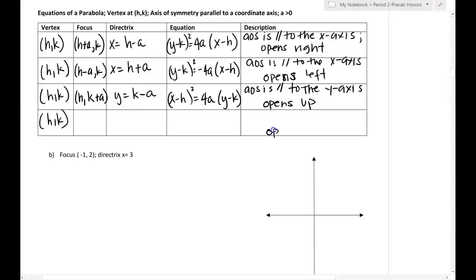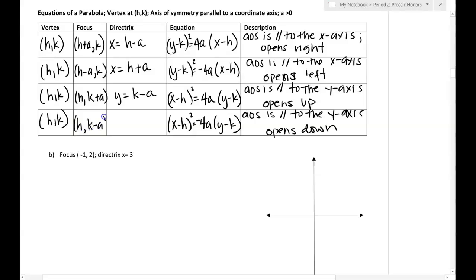You will also have a parabola that can open downward. Okay, now the axis of symmetry is still going to be parallel to the y-axis. The equation is slightly different. It's just going to be a minus instead of a plus. So this is minus 4a times the quantity of y minus k. Now your focus is still h, but it's going to be k minus a. And the directrix will be y equals k plus a.